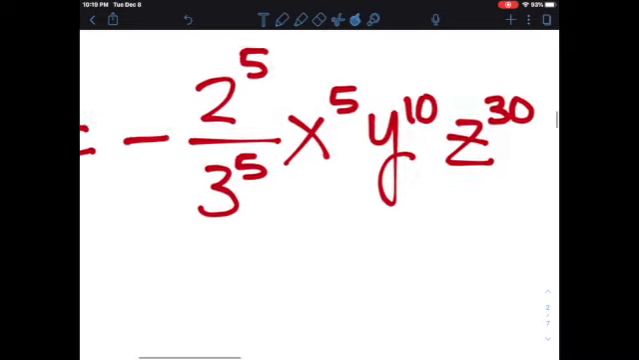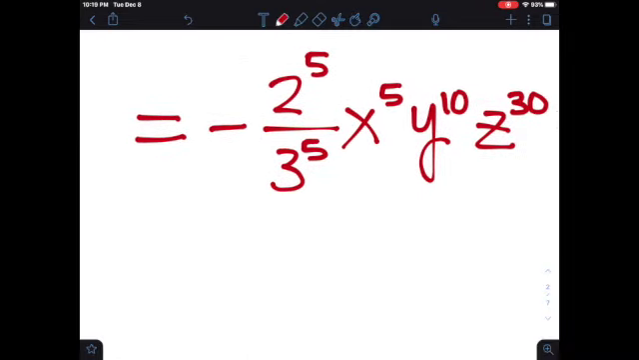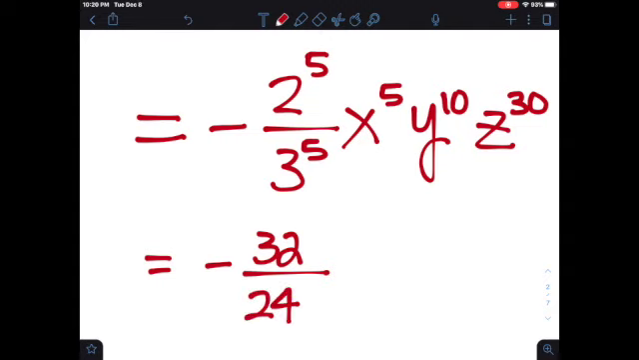And then because that is the case, that is going to be simplified out. That's just going to be negative 2 times 2 times 2 times 2 times 2. 2 times 2 becomes 4. 4 times 4, 16, times 2 is 32. And then 3 to the fifth power is 81, times 2 is going to be 243.